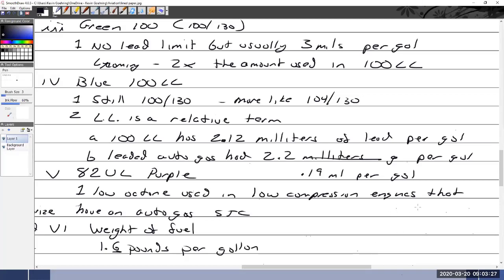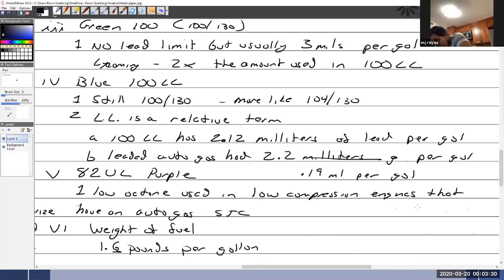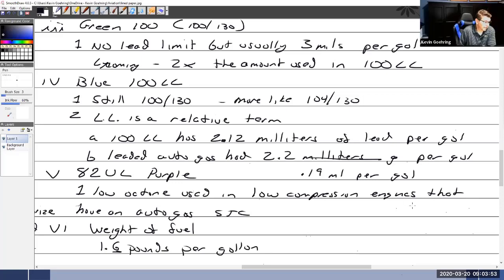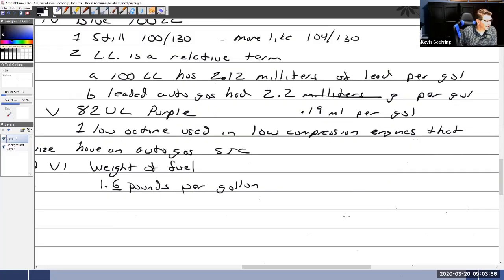Hey, Kevin. Yeah. In that 82 UL, what would be considered low compression? I'm not aware of any certificated aircraft using a Continental or Lycoming engine. It's going to be something that is probably a Rotax. So you're talking about home-built aircraft. I don't even know where you get that. I've never seen the option. Yeah, because my aircraft says minimum grade 80-87. I don't think I could run 82. That's not 80-87.